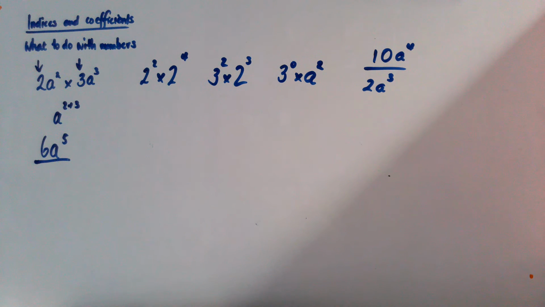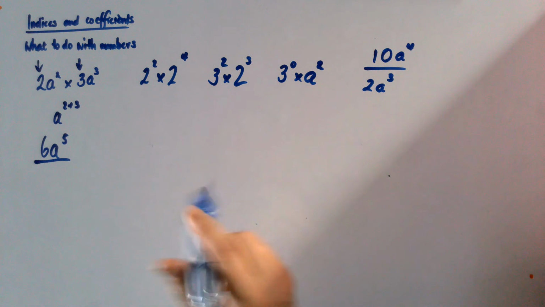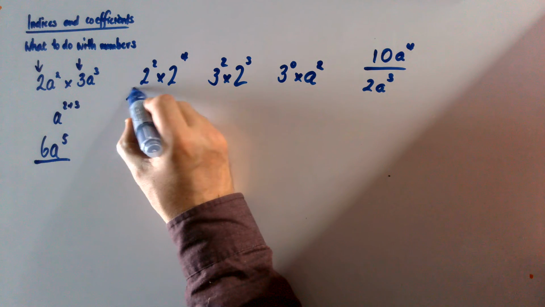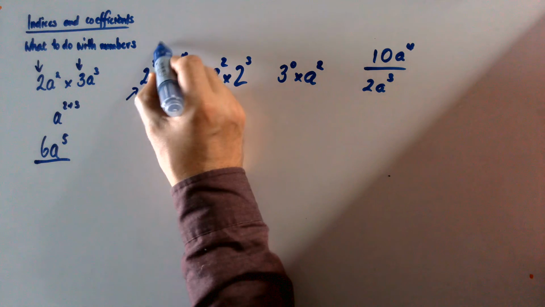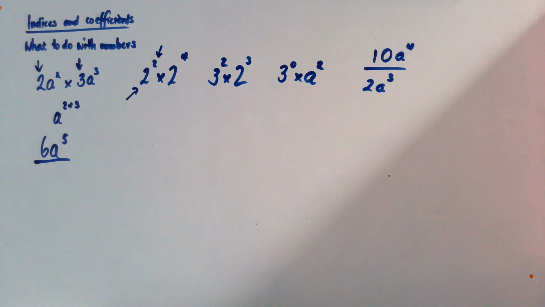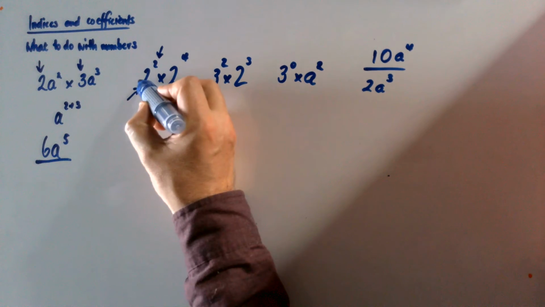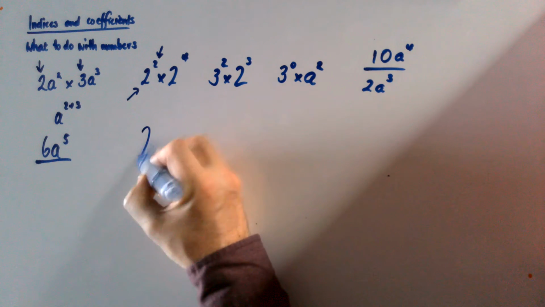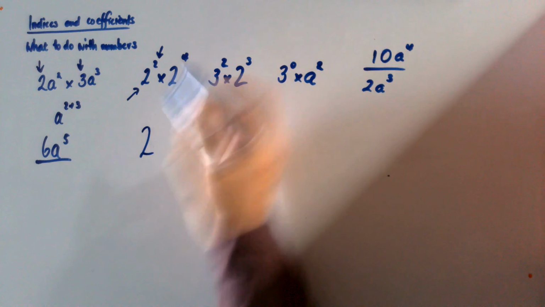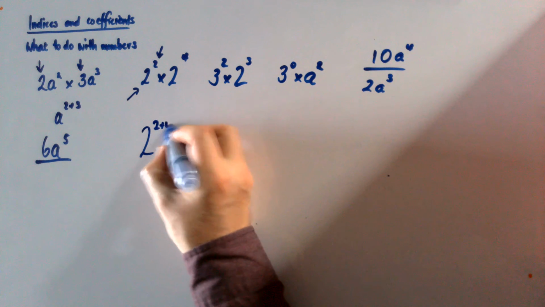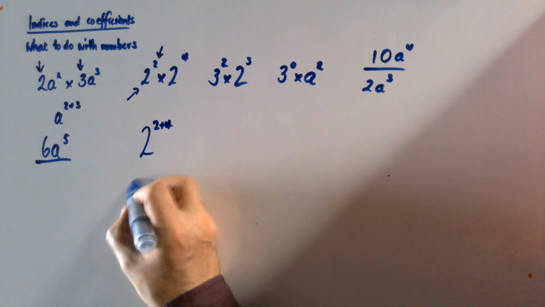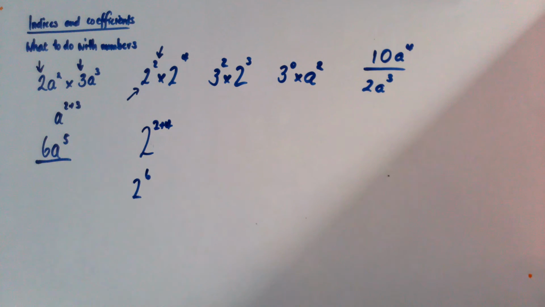So let's go and have a bit of a look at what happens when we've actually got numbers as bases. So if you remember, this is our base, and of course the little number up the top is our index. So if you remember, our first thing we learned in indices is that if the bases are the same, so in this case it's 2, then we can take our powers and we can add them together. So 2 plus 4 is going to give us that answer of 2 to the power of 6.